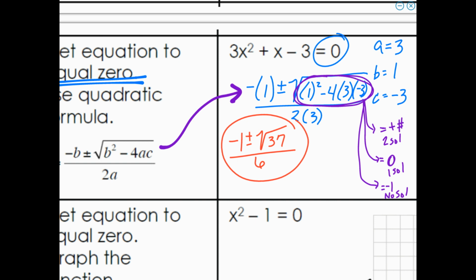However, if you need the decimal answer and you need both solutions, you would need to put this in your calculator with a plus the square root of 37 over 6 and a minus the square root of 37 over 6 to get the two decimal answers. Okay, that answer is two answers because of this plus or minus there. And your calculator does not do plus or minus. You have to actually either add it or subtract it.